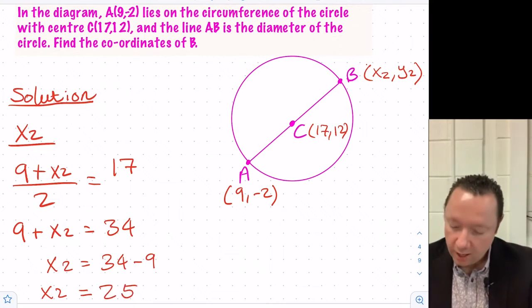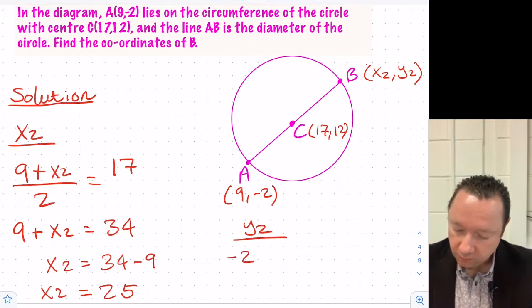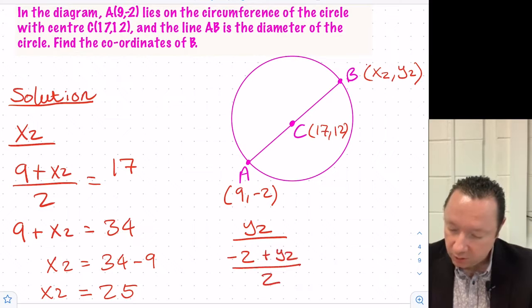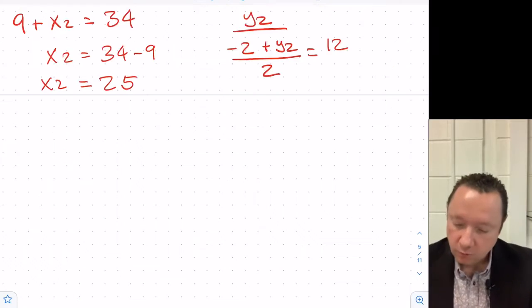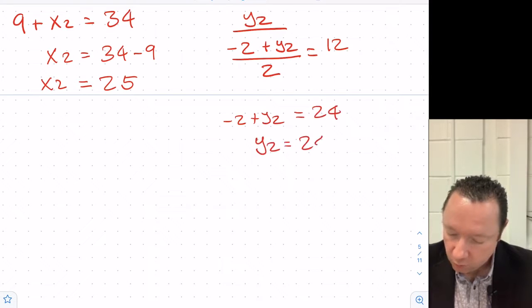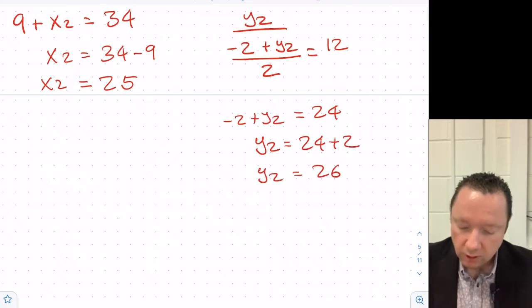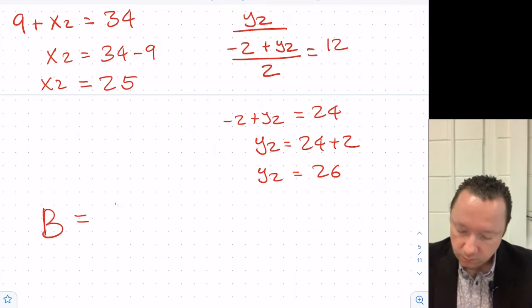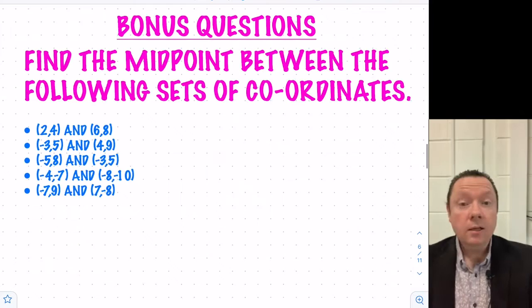Let's do the same with our y. To get our y2, we know that minus 2, the y coordinate of A, plus our y2 divided by 2, remember, must equal the y coordinate of the middle, which is 12. 12 times 2 is 24, so we get minus 2 plus y2 equals 24. So y2 must be 24 plus 2, y2 is 26. So the coordinates of B equals 25, 26.